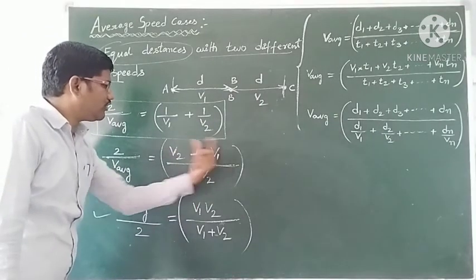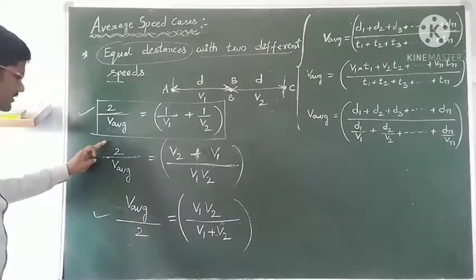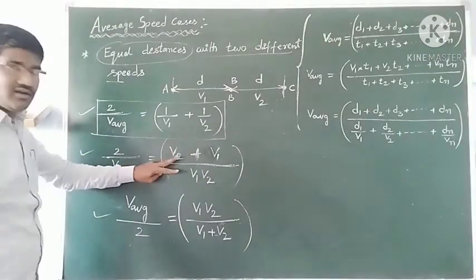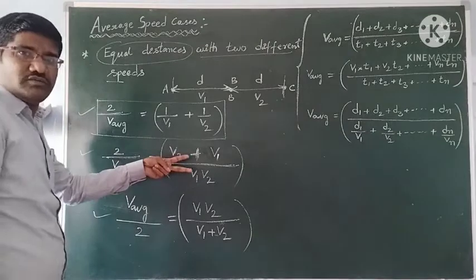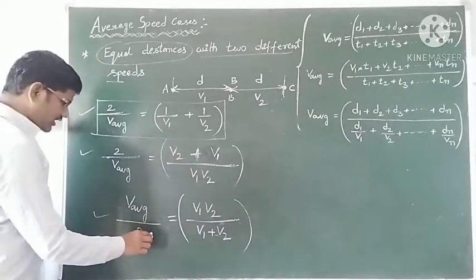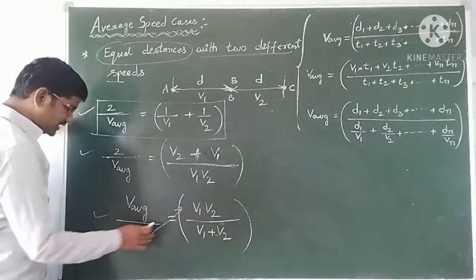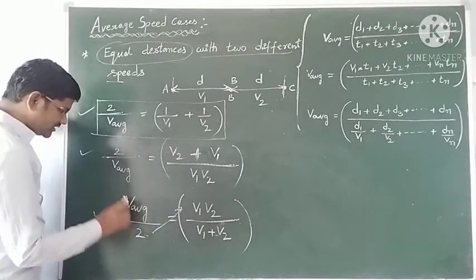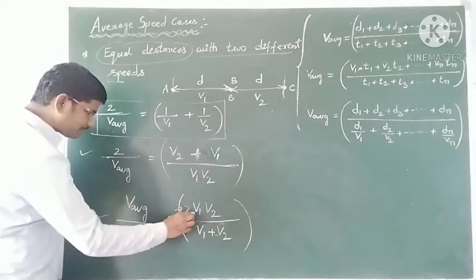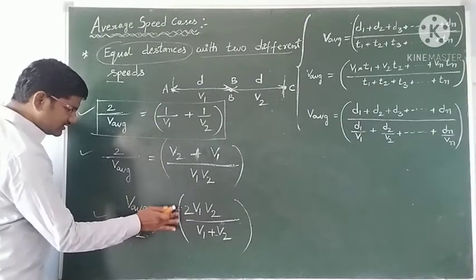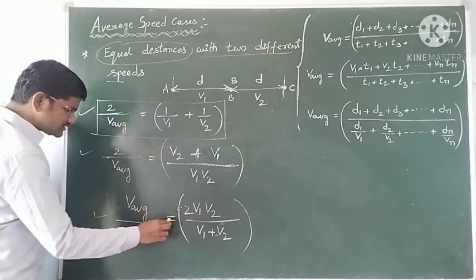V1 into 1, you got V1. Okay students, then the reciprocal of this I have taken, and the reciprocal of this also we have to take. Then do cross multiplication. You send this 2 here, we have this 2 here now. Send this 2 here. So then we will get the average speed formula.